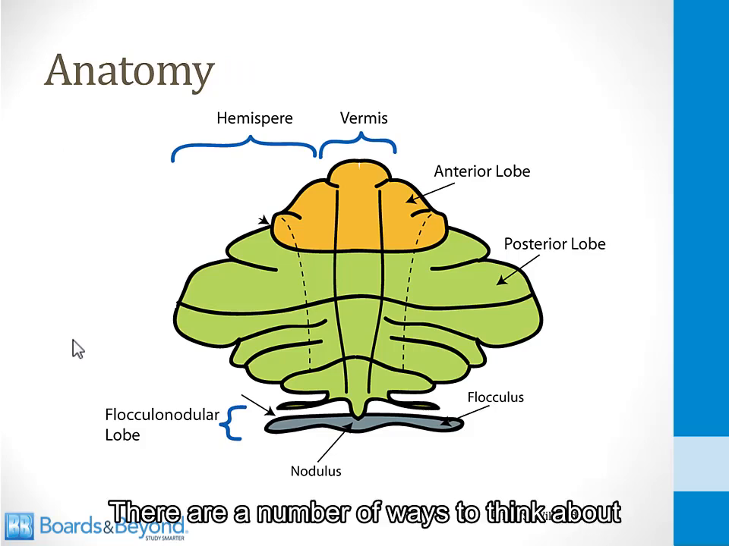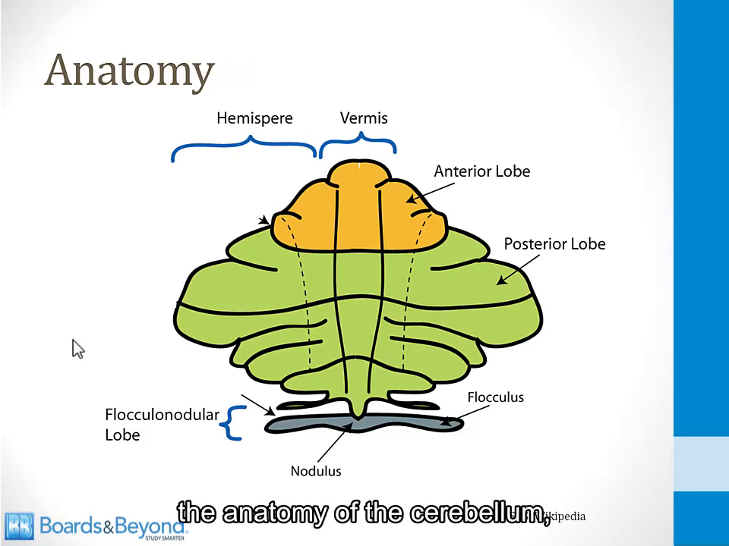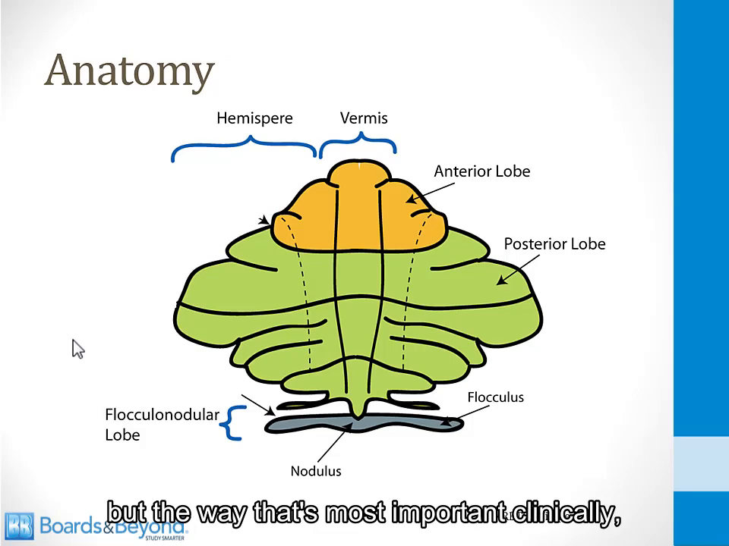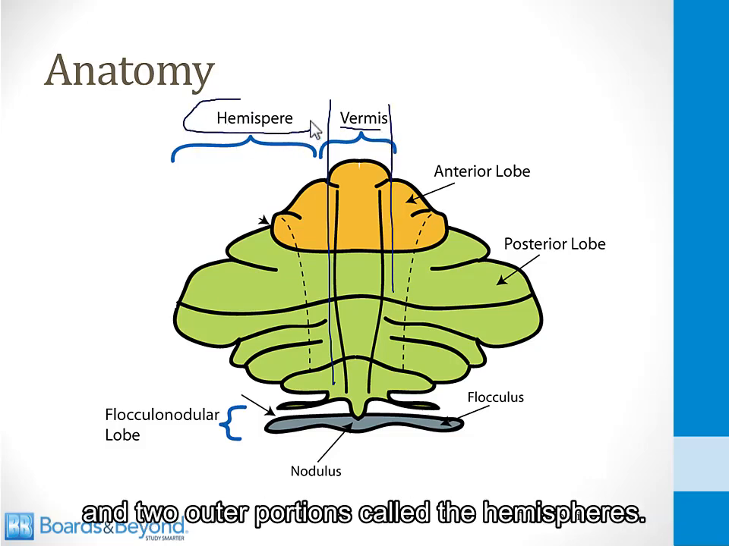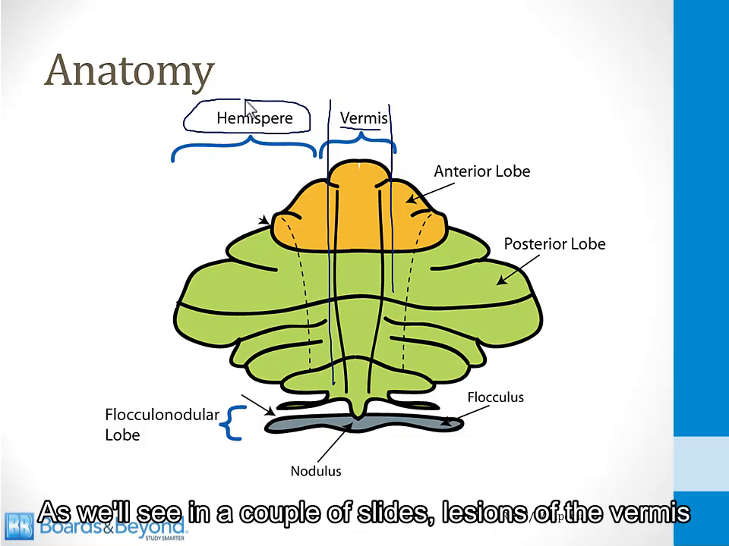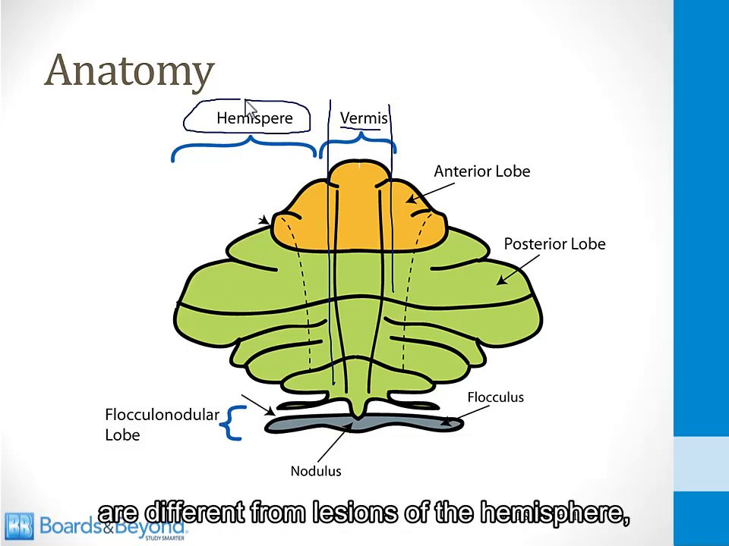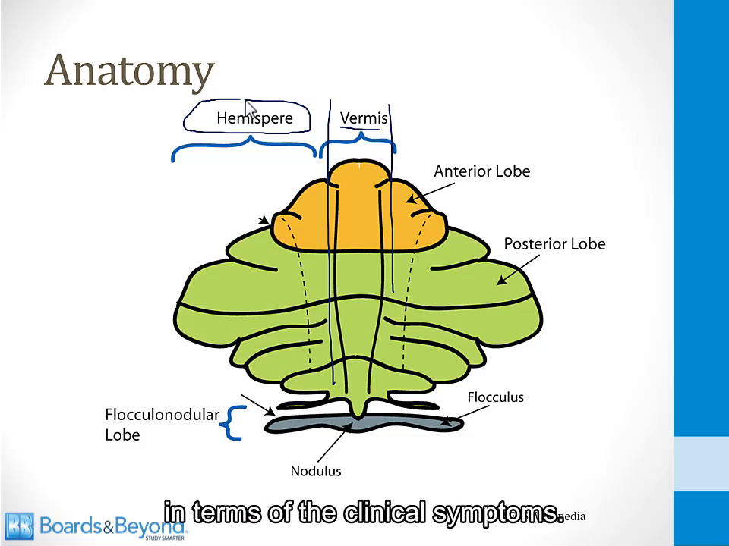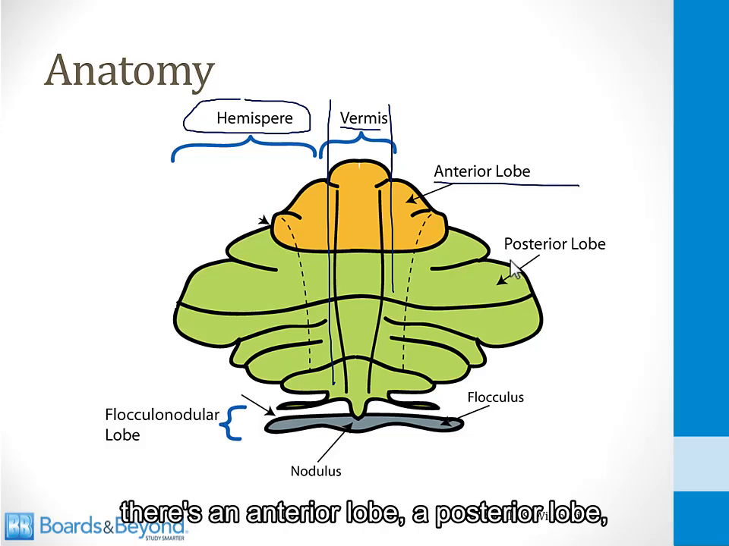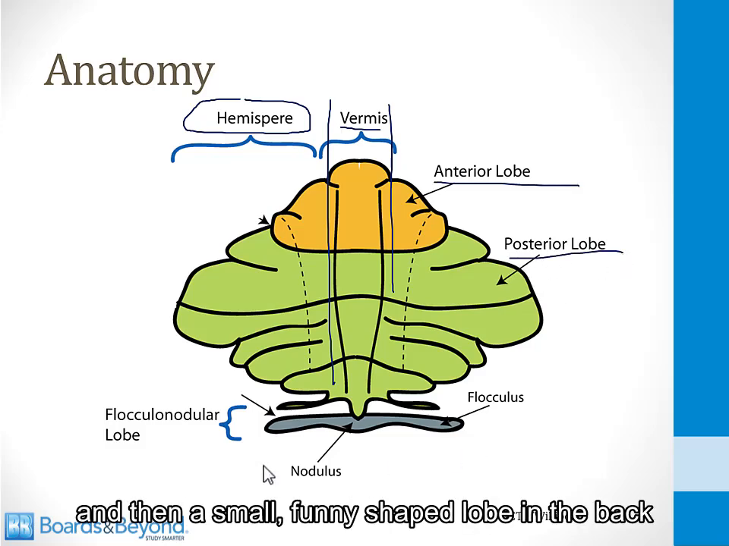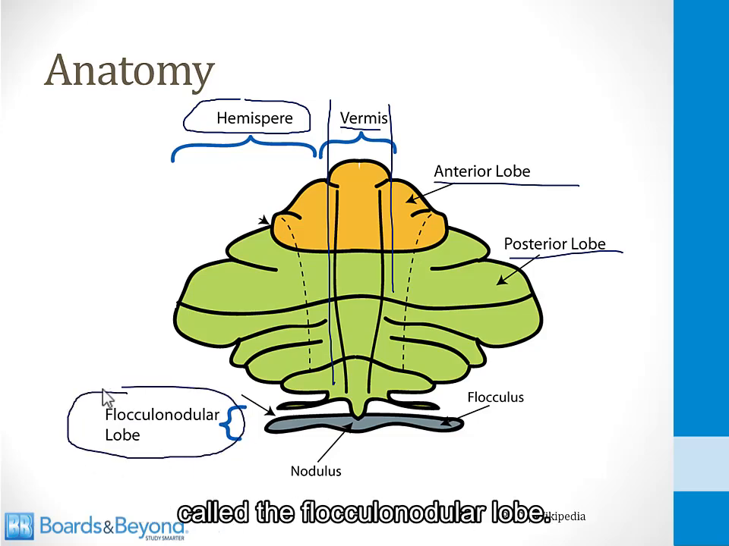There are a number of ways to think about the anatomy of the cerebellum, but the way that's most important clinically is to think about the cerebellum as having a central portion, which is called the vermis, and two outer portions called the hemispheres. As we'll see in a couple of slides, lesions of the vermis are different from lesions of the hemisphere in terms of the clinical symptoms. You can also think about the lobes of the cerebellum. There's an anterior lobe, a posterior lobe, and then a small funny-shaped lobe in the back called the flocculonodular lobe.